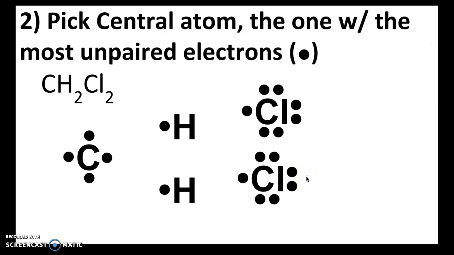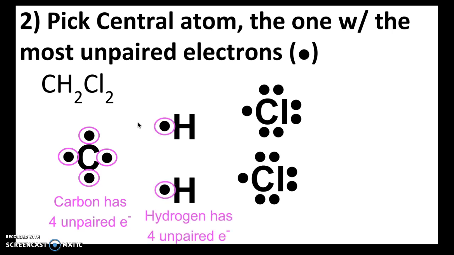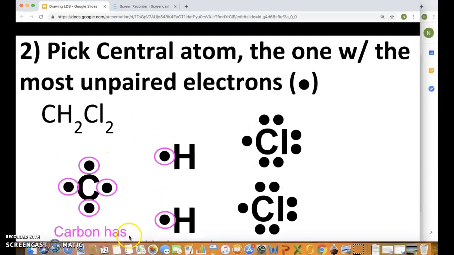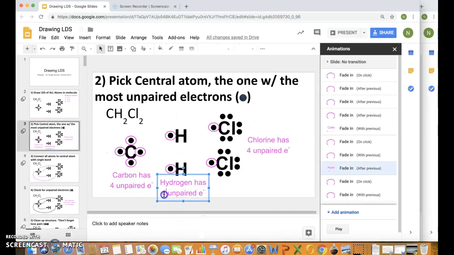The next step is to pick the central atom, and that's the one with the most unpaired electrons. And unpaired electrons look like a single dot. So I'm going to take a look at all my Lewis dot structures and figure out which atom has the most unpaired electrons. Taking a look at carbon, first I see it has 4 unpaired electrons. Each hydrogen atom has only, some mistake there, that should say 1 unpaired electron.